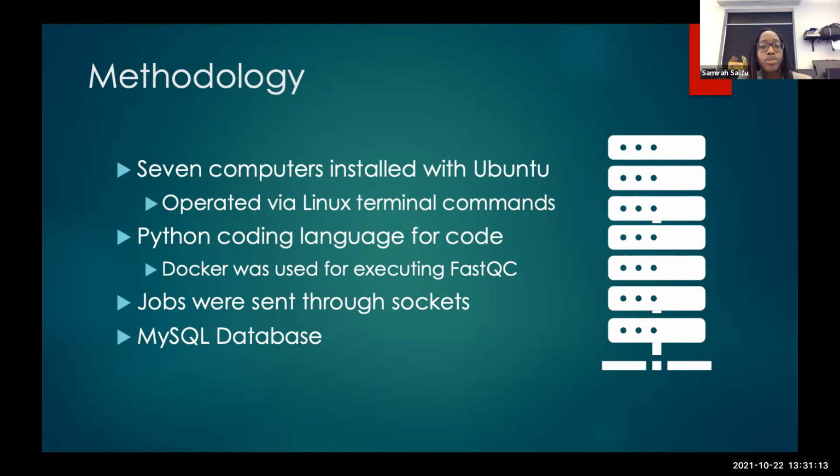The FastQC jobs were sent through sockets. That's why the Python coding language was used, because Python already has socket methods in place and we wanted to utilize those. We also created a MySQL database with 2 tables. One table held static information about the 4 server computers, and a second table held the job count for each server.